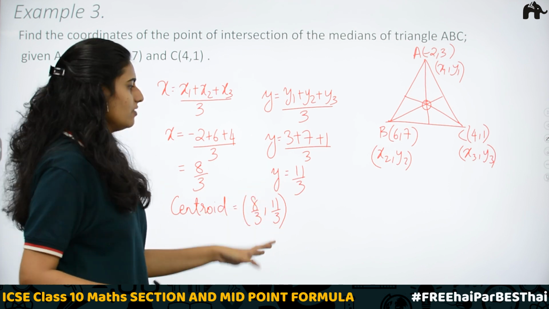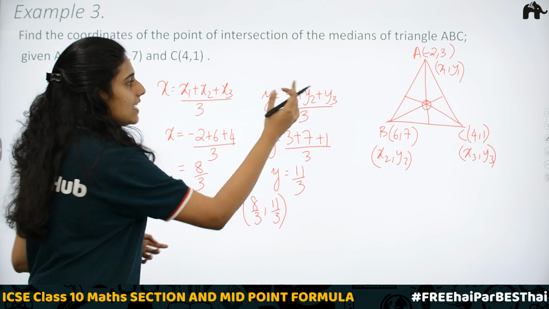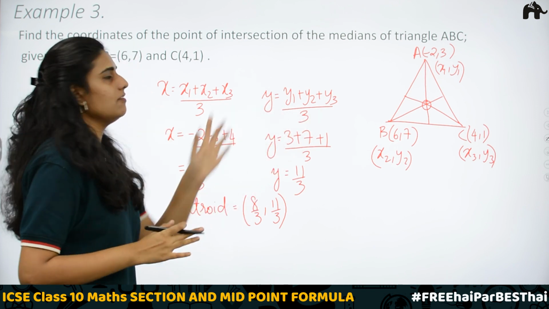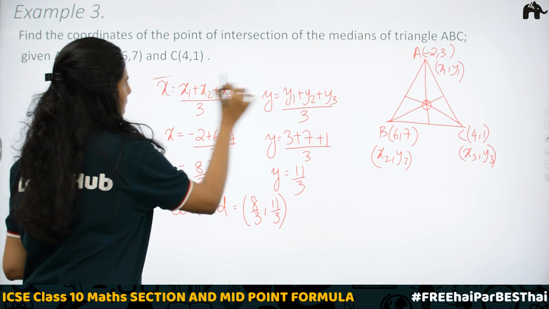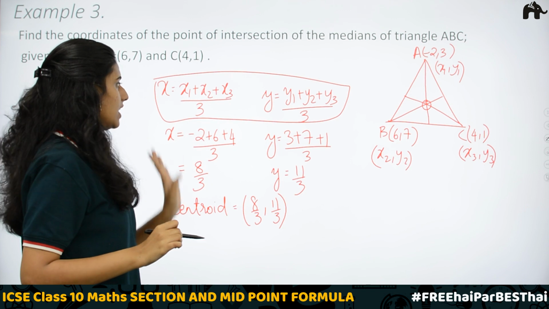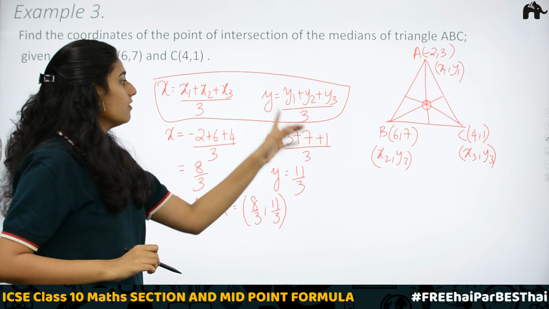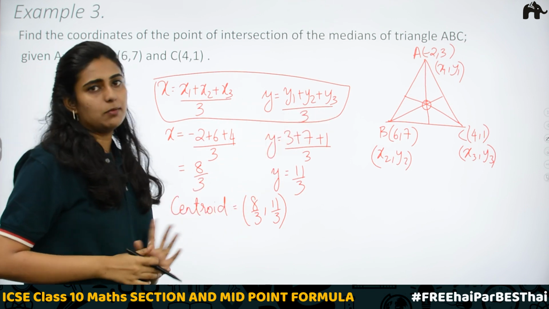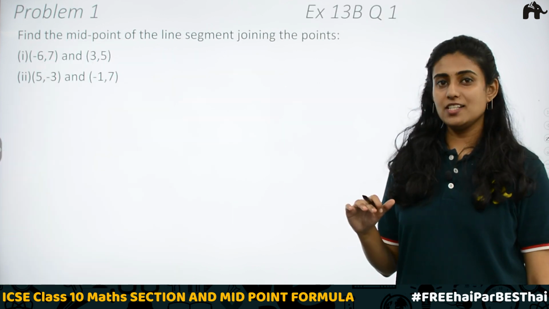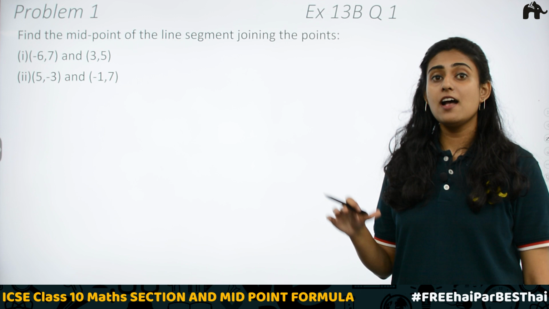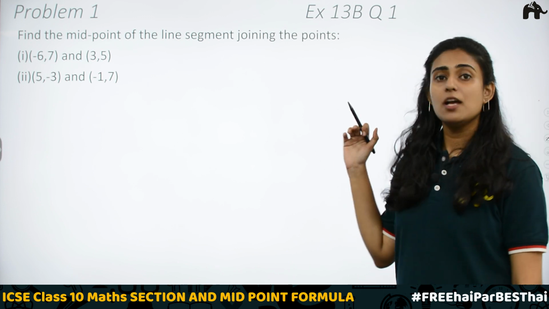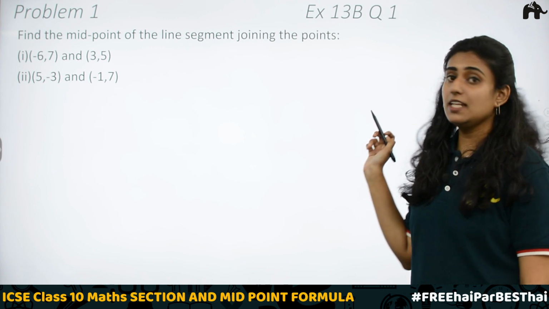Very easy question, right? We just need to put the values of x1, y1, x2, y2 and x3, y3 to find x and y. In this formula, x is equal to x1 plus x2 plus x3 divided by 3 and y is equal to y1 plus y2 plus y3 divided by 3. Understood this? Now we understood the concepts of midpoint formula and the centroid of a triangle. Now we will solve more questions from exercise 13b.